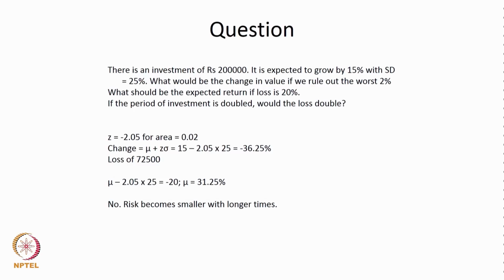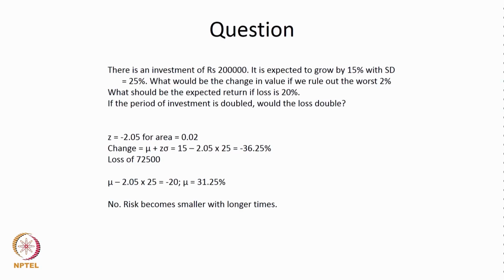Since z is equal to x minus mu by sigma, x will be mu plus z sigma, which can go to minus 36.25%. So, that would give us a loss of 72,500. What would be the expected return if the loss is 20%? So, mu minus 2.05 times sigma is minus 20, and then we get a certain value of mu.